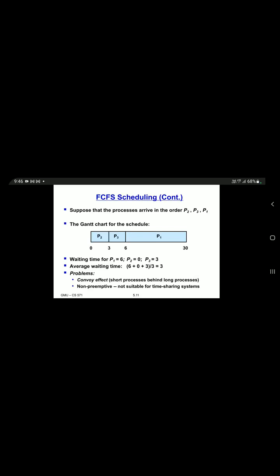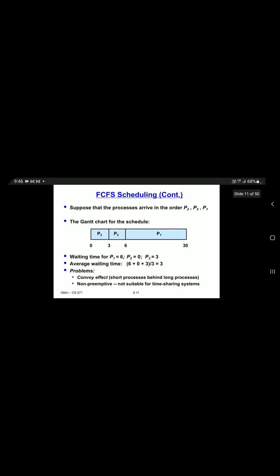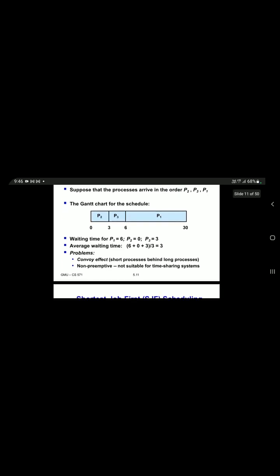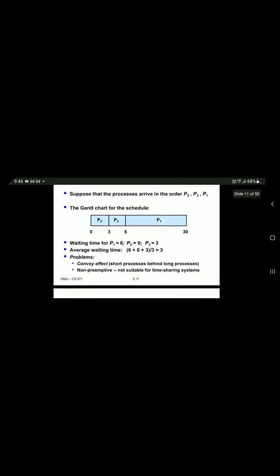So the waiting time for P1 is 6, and for P2 it is 0, because it arrived first. Then we have P3, which had to wait for 3 milliseconds, and here the average waiting time is 3 milliseconds. Okay, so this was the working of the FCFS algorithm. The simple statement for this is that whichever process comes first will get executed first.